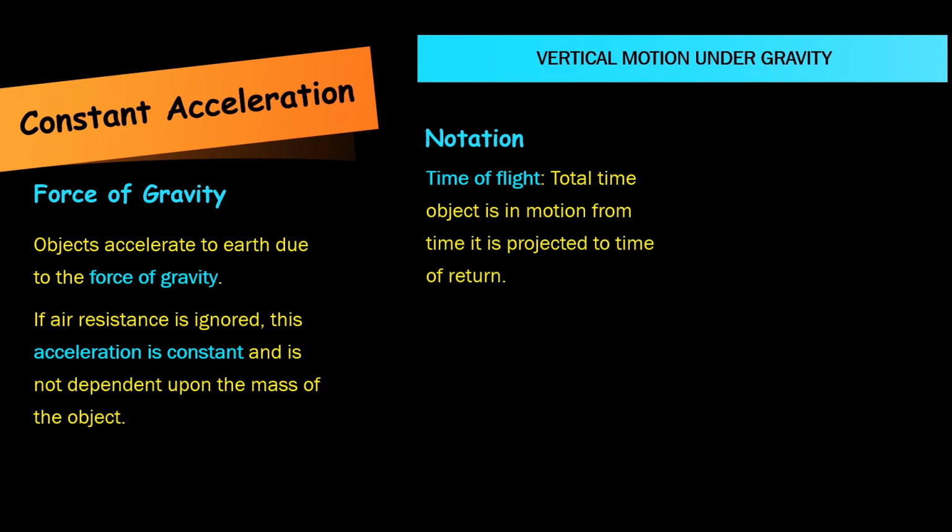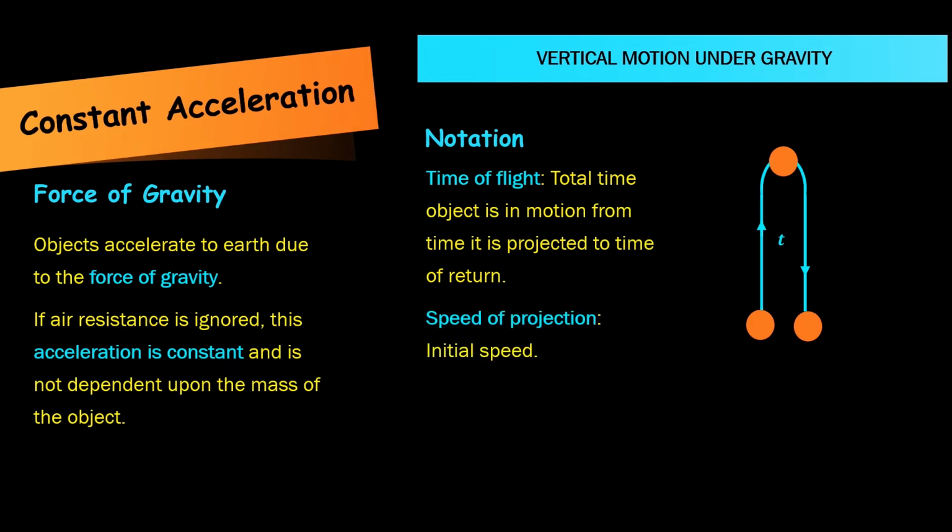Let's now take a look at some notation. The total time an object is in motion from the time it is projected to the time of return is called the time of flight. So in this diagram, a ball is tossed upwards, reaches a maximum height, and then falls downwards again. T is the total time it takes to complete this journey. The initial speed of projection is u.